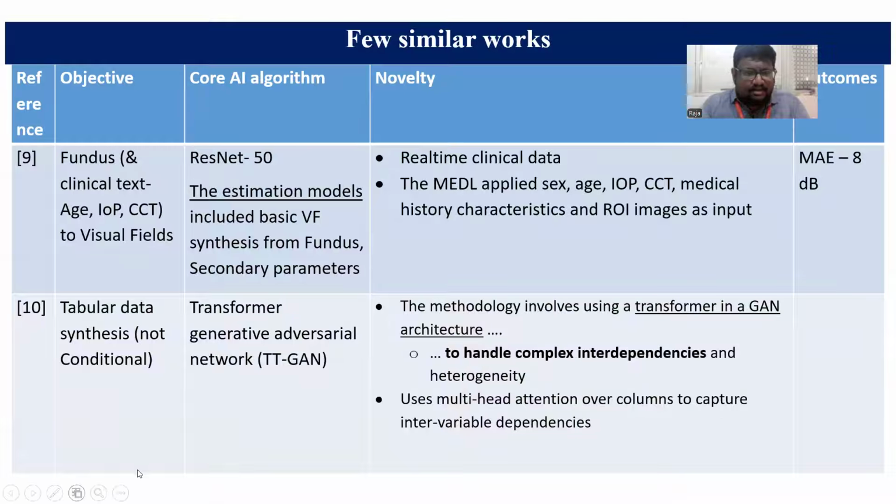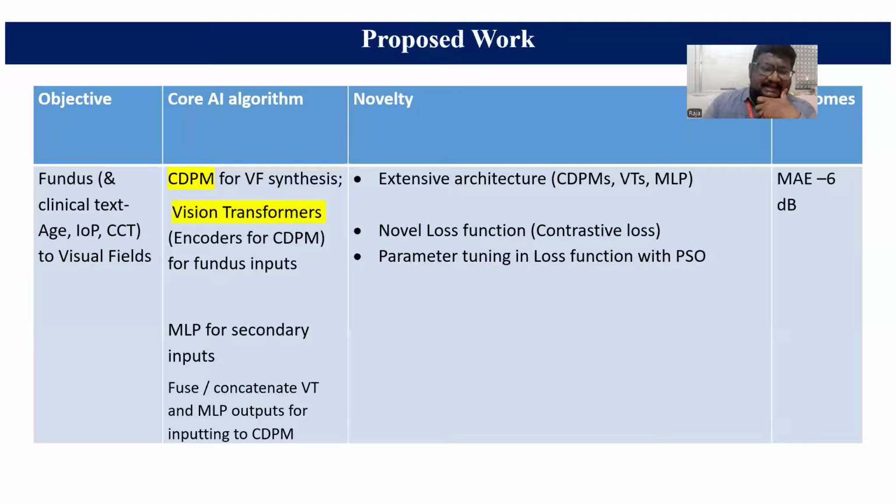I studied this paper. So here we have a transformer. The advantage of the transformer is its global learning, and so many other things, which we will discuss shortly. This transformer is used to handle the complex dependencies between the different columns of a particular tabular data. Using multi-head attention, it is able to do that. That is why the accuracy of transformers is always very high compared to CNNs.